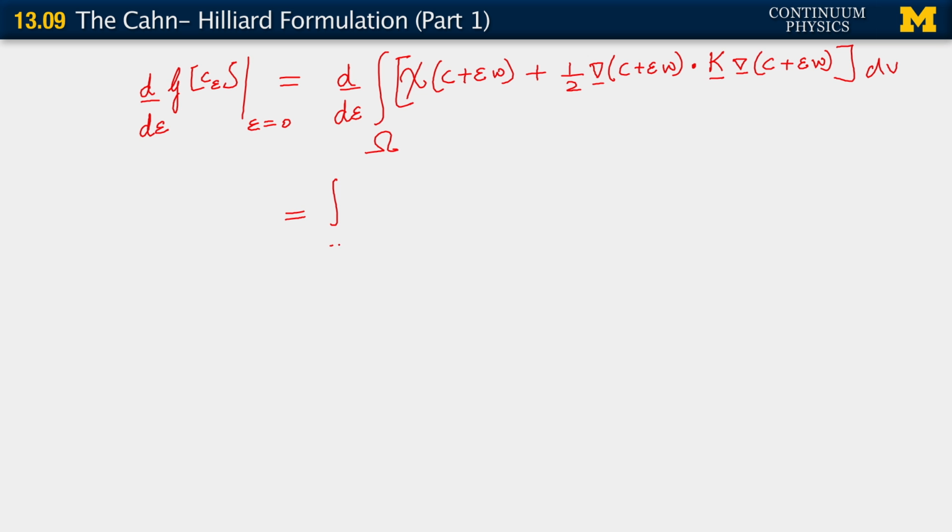What we get is that we're able to take that derivative with respect to epsilon inside the integral, right? And for the first term, we get, as before, the derivative of chi with respect to C, evaluated at C epsilon, times the derivative with respect to epsilon of C plus epsilon w. And the next term is quadratic in the gradient of C plus epsilon w.